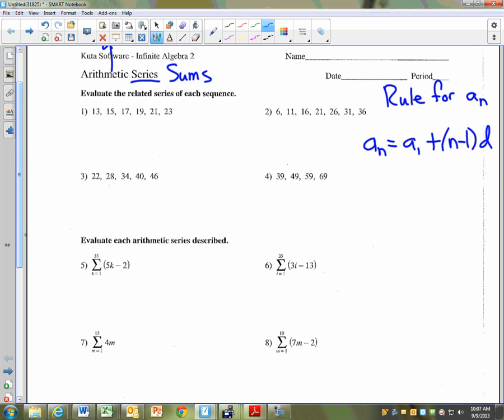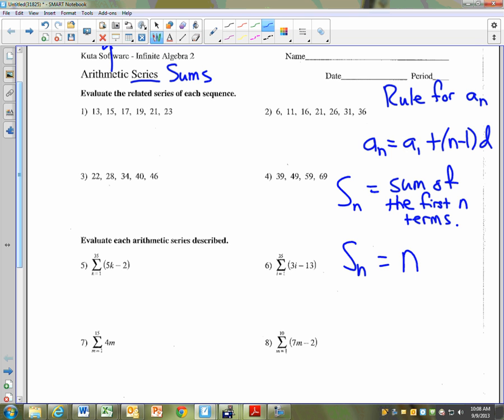Well, here's the other piece that you want to know. Let's say you want to add up n number of terms. So that means the sum of the first n terms. And that S sub n is going to be equal to the number of terms that you're adding up times the first term plus the last term, divided by 2.